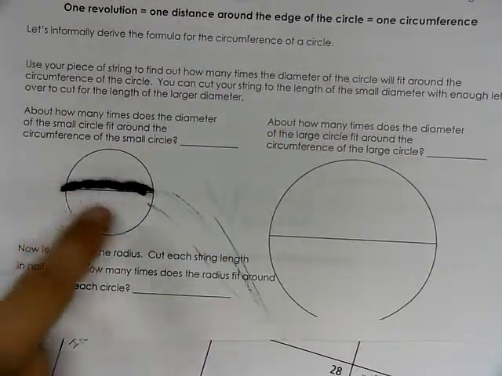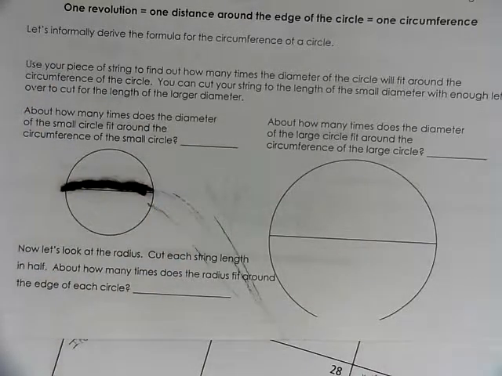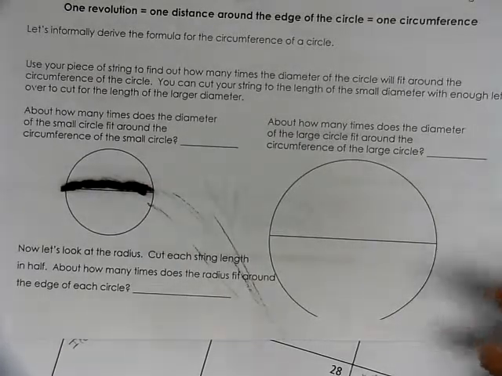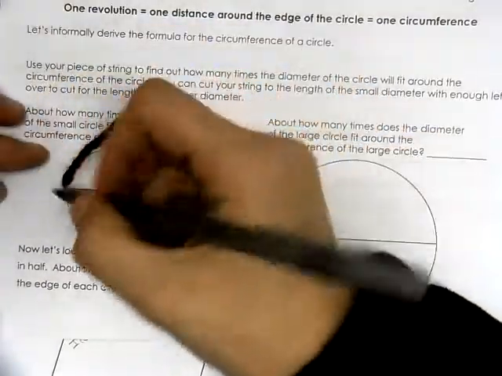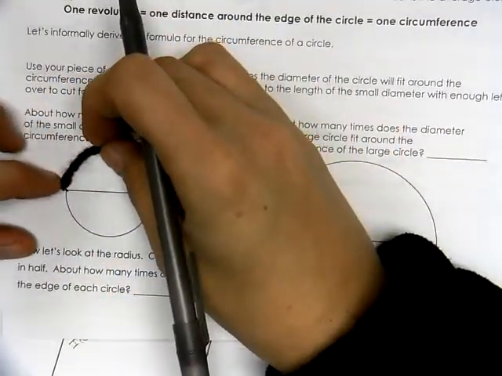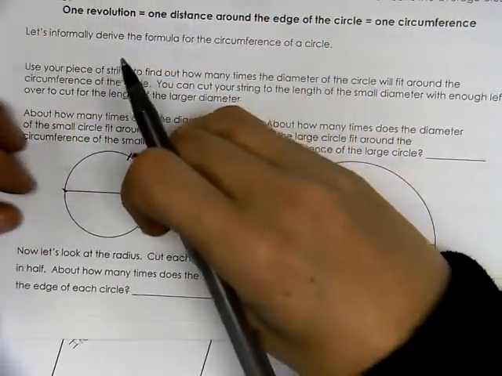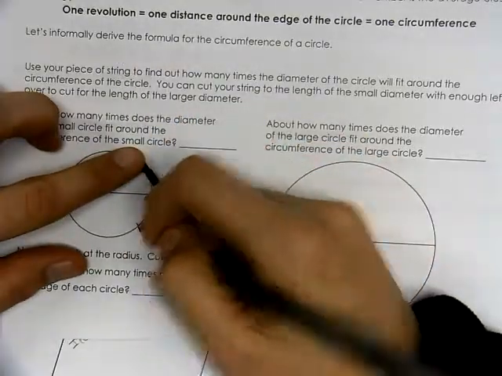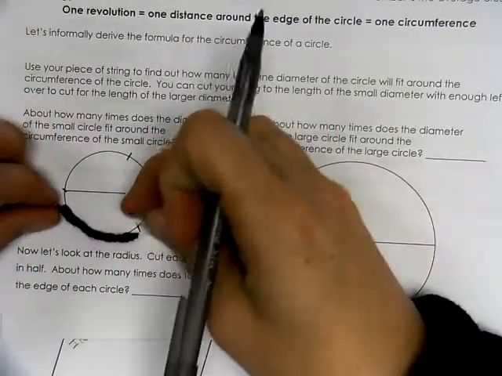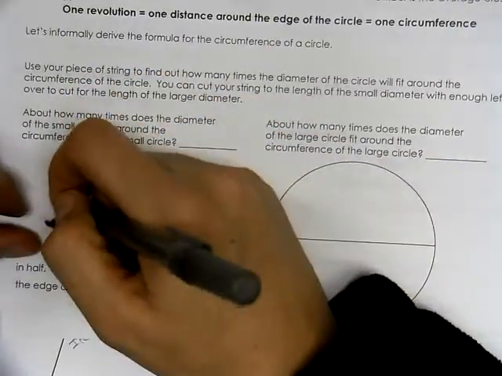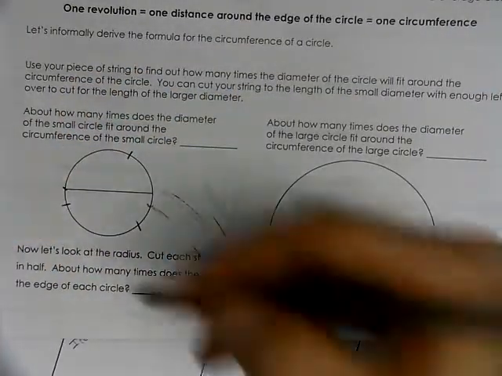How many times do you think I can fit this piece of string around the circle? How many times do you think it'll go around? 1 time, 2 times, 3 times, 4 times? What do you think, Aaron? If I start here, I can make this string go once, twice, almost 3 times around the circle. 3 times plus a little bit.